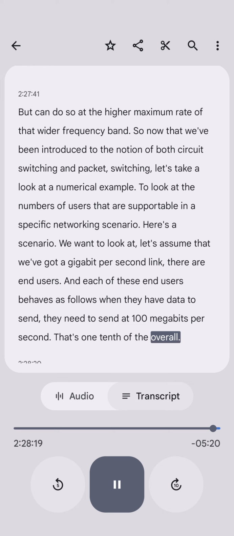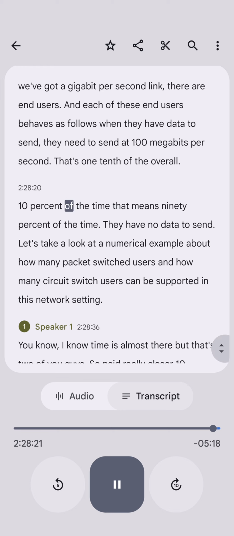However, users are only going to be busy 10% of the time. That means 90% of the time they have no data to send. Let's take a look at a numerical example about how many packet switched users and how many circuit switched users can be supported in this network setting.